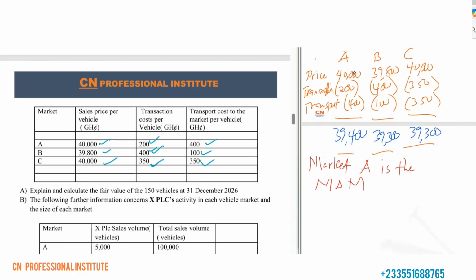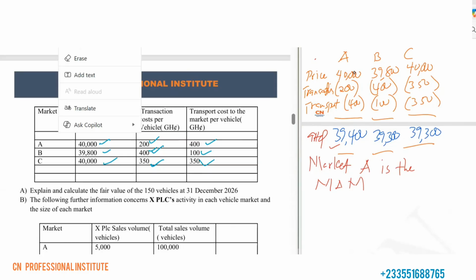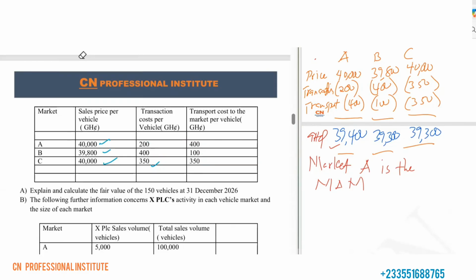Why is market A the most advantageous? Because this is 39,400, and the remaining two are 39,300. So 39,400 is the highest figure, and they are all in Ghana cedis. So now we have to determine fair value from market A. We have to use market A to determine fair value because that is the most advantageous market.